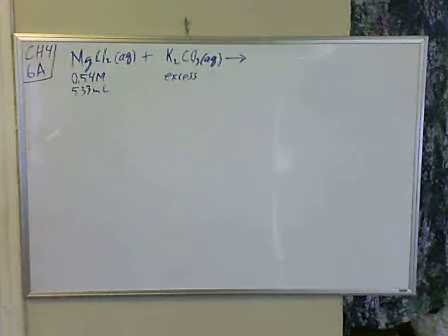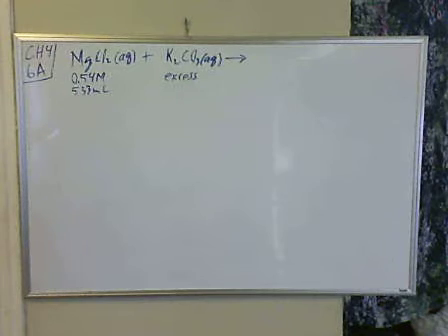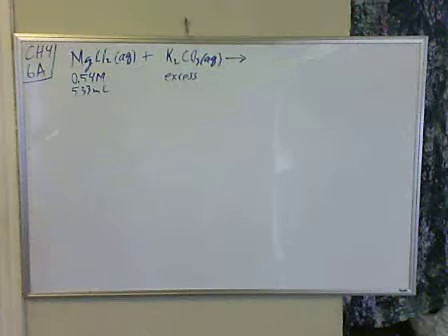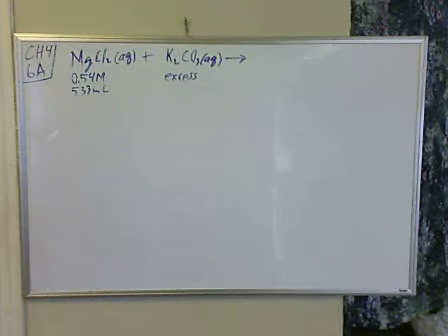We have a reaction of magnesium chloride with potassium carbonate. We have 0.54 molar magnesium chloride, 533 milliliters, and an excess amount of potassium carbonate. What we want to know is how much of the precipitate is formed, the mass of the precipitate.